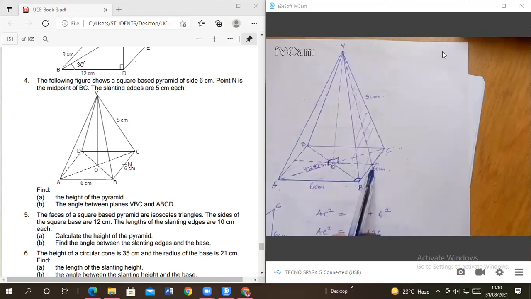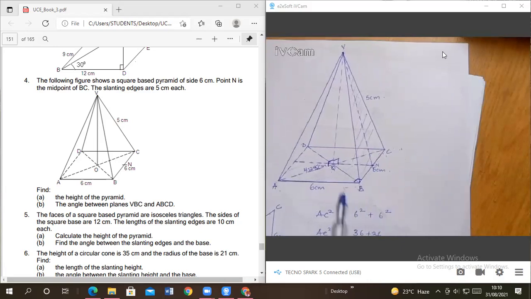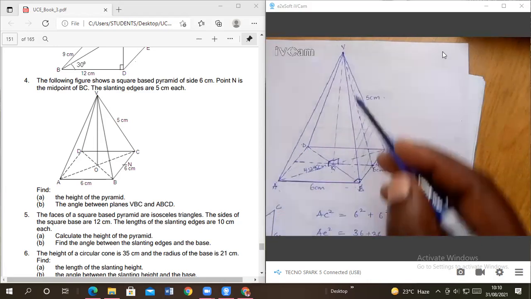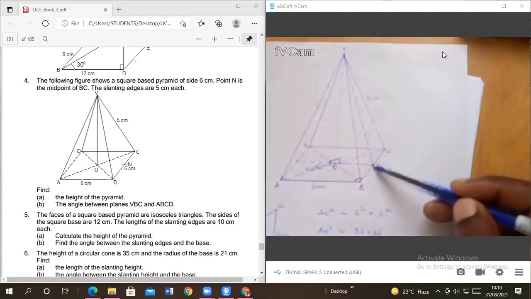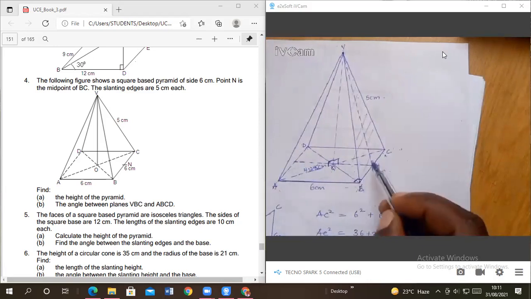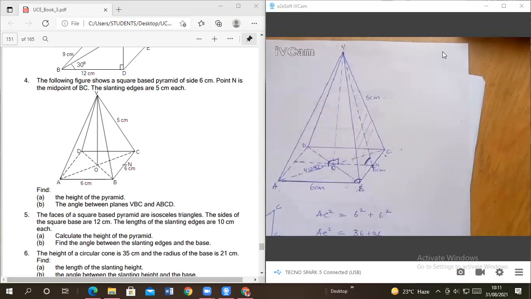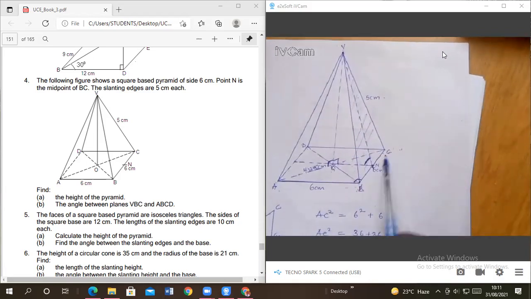Now I'm going to call it ON. Once I know ON, all that I want is to find the angle between these two planes, ABCD and the triangle VBC. So I have to draw the line on that triangle, and I have also to draw a line on that lower base. Where those two lines meet, that's where the angle will be. That will be the angle between the plane VBC and the plane ABCD.